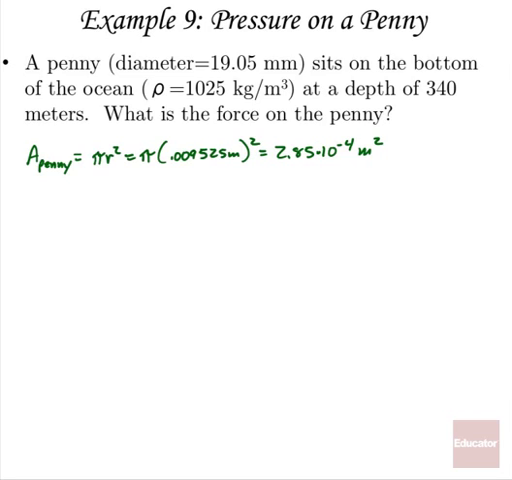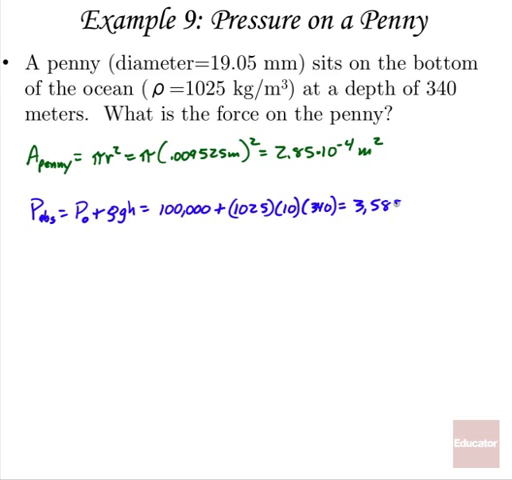Now, if we're looking for the force on the penny, let's start by finding the pressure. The absolute pressure is the atmospheric pressure plus the gauge pressure, rho gh. So that'll be about 100,000 pascals, plus our density of our fluid, 1025, the acceleration due to gravity, 10 meters per second squared, and our depth, 340 meters, or about 3,585,000 pascals.